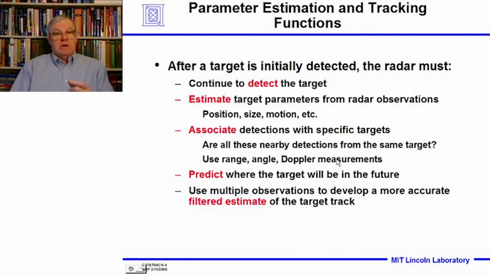And then once we start to get an idea of not just where the target was, but from looking at a number of detections from a specific target, where it's going, we want to predict where the target will be in the future so that we can take detections that are close to where the target's going to be in the future and associate them with the target. And we're going to use multiple observations that we've accrued to develop a very good so-called filtered estimate of the observables of the target track as a whole.